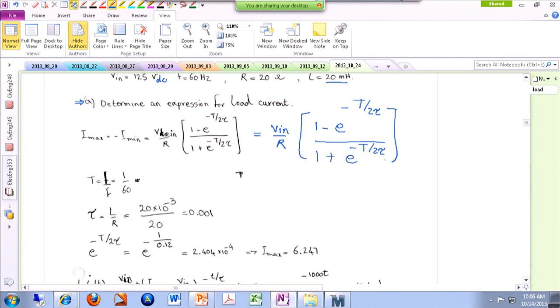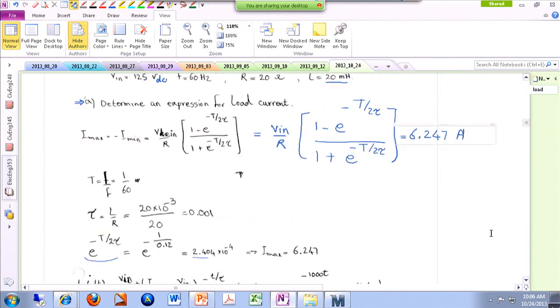T is the switching period, 1 over 60. Tau is L over R, which is 0.001. And because twice we are using e to the power of negative 2 over tau, as it turns out, this is like 2.4 times 10 to the power of negative 4. So you have pretty much everything, and you realize that I max turns out to be 6.246 amperes, and obviously I min is the opposite of this. All right, so we have I max and I min.